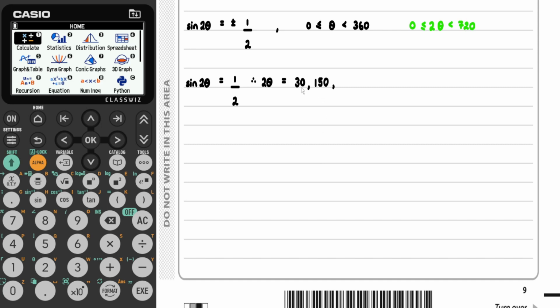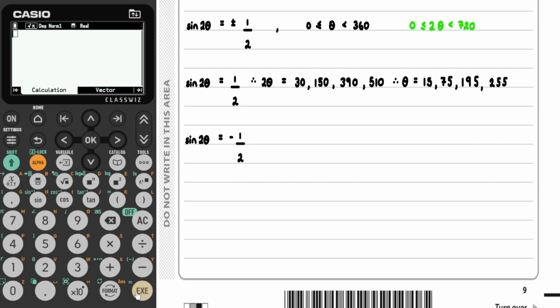To find the next value, we need to do 360 plus 30, which is 390, and then 360 plus 150, which is 510. And dividing these by 2, we end up with θ equaling 15, 75, 195, and 255. We also have sin 2θ equaling negative 1/2.